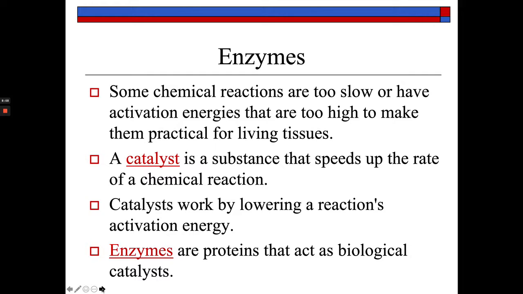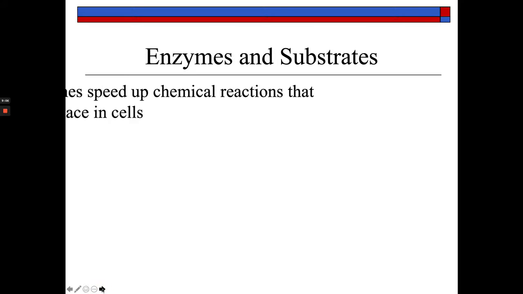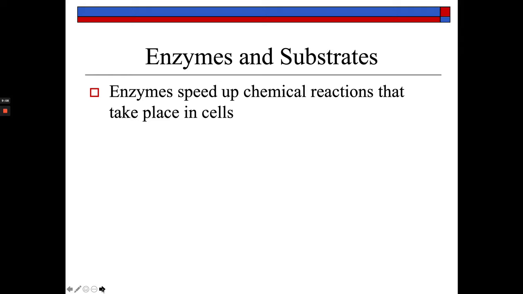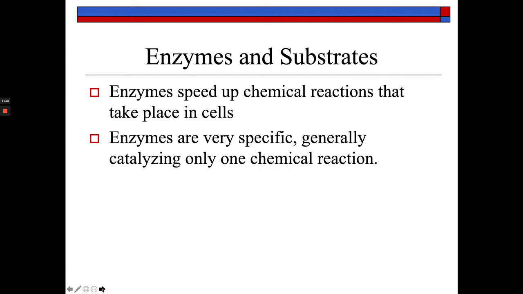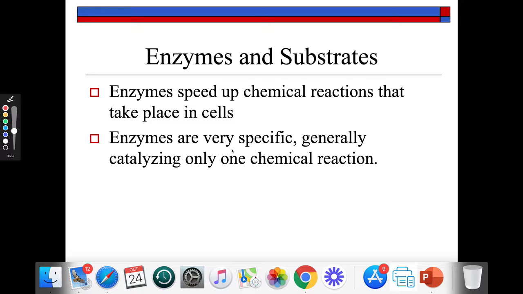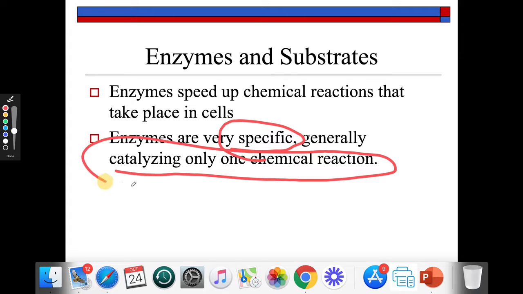Now, there are different parts and pieces to this particular type of reaction. Enzymes speed up chemical reactions that take place in the cells. So we already did that. But here's the key. Enzymes are very specific. And generally they catalyze only one chemical reaction. That's it.